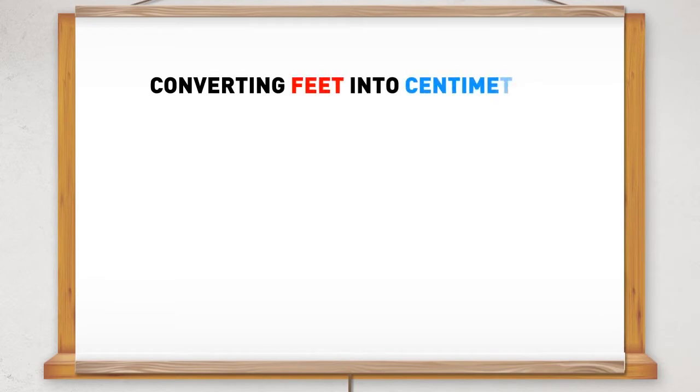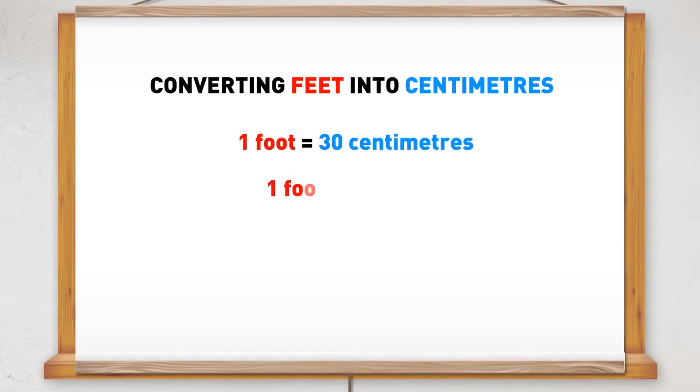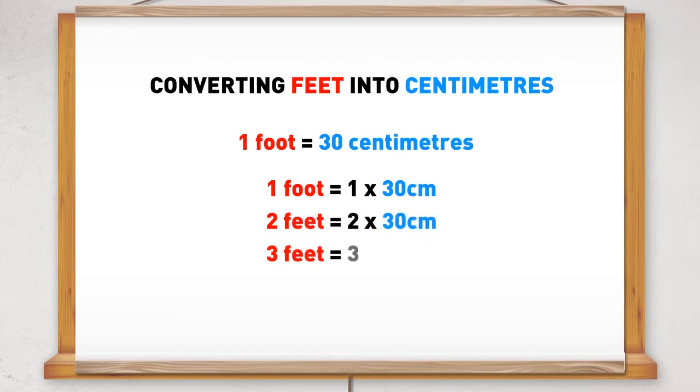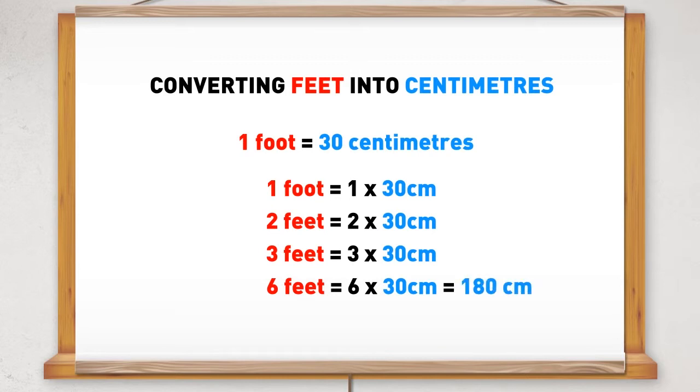Let's try it. To convert feet to centimetres, there are about 30 centimetres in 1 foot. So, 1 foot is 1 times 30. 2 feet is 2 times 30. 3 feet is 3 times 30. So 6 feet must be 6 times 30. We multiply the number of feet by 30. So 6 feet in centimetres is 6 times 30, which is 180 centimetres.